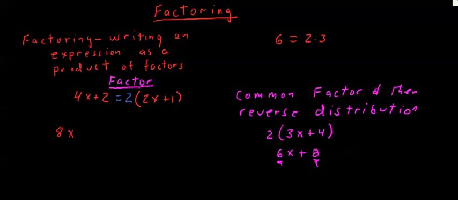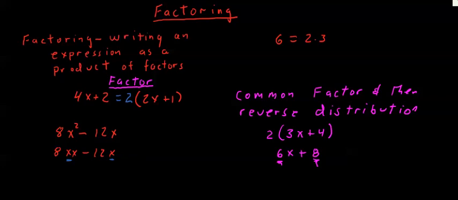Let's look at another one. 8x squared plus 12x. Let's make it minus. Lost my squared there. 8x squared minus 12x. Now, you notice we have x squared in both. This is like 8xx minus 12x. Notice we have a common factor of x in both expressions.